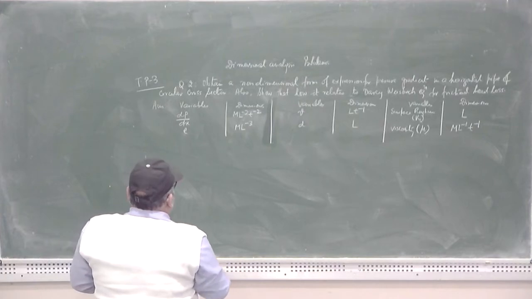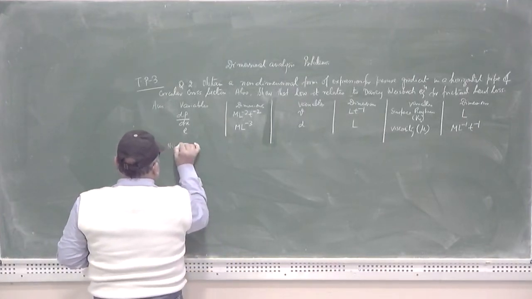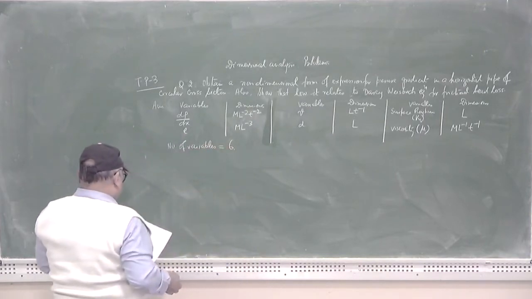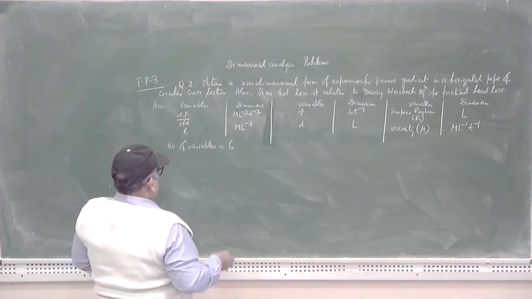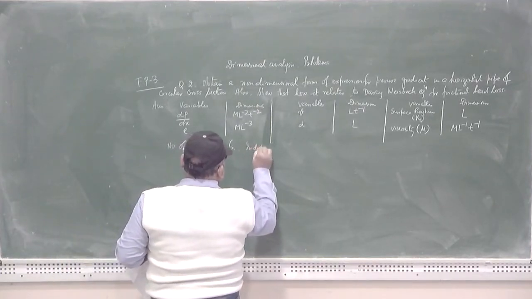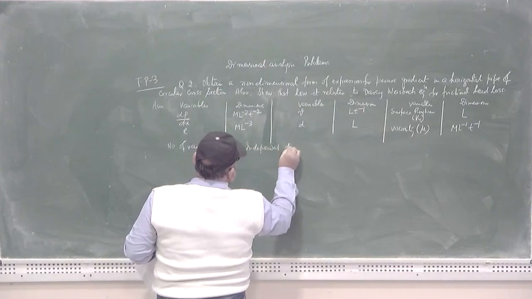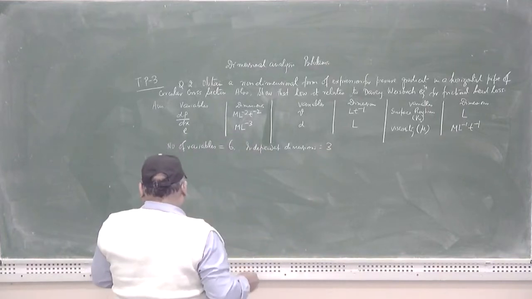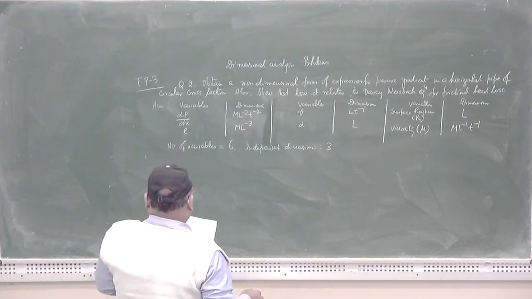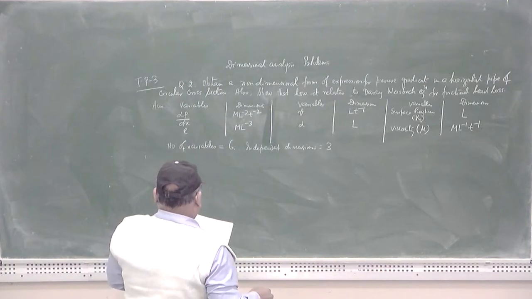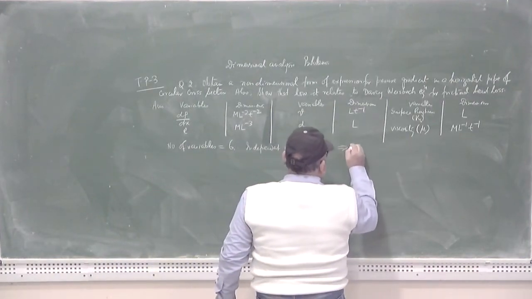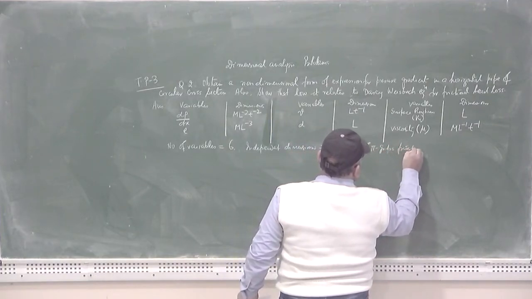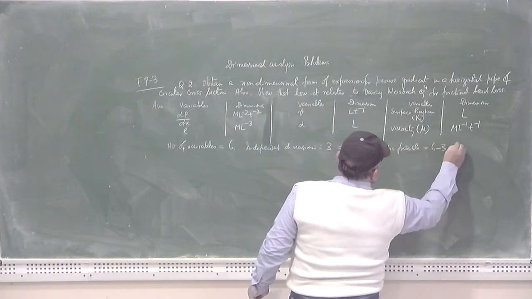So, here the number of variables is equal to 6, independent dimensions is equal to 3, so the number of pi groups possible is equal to 6 minus 3 is equal to 3.